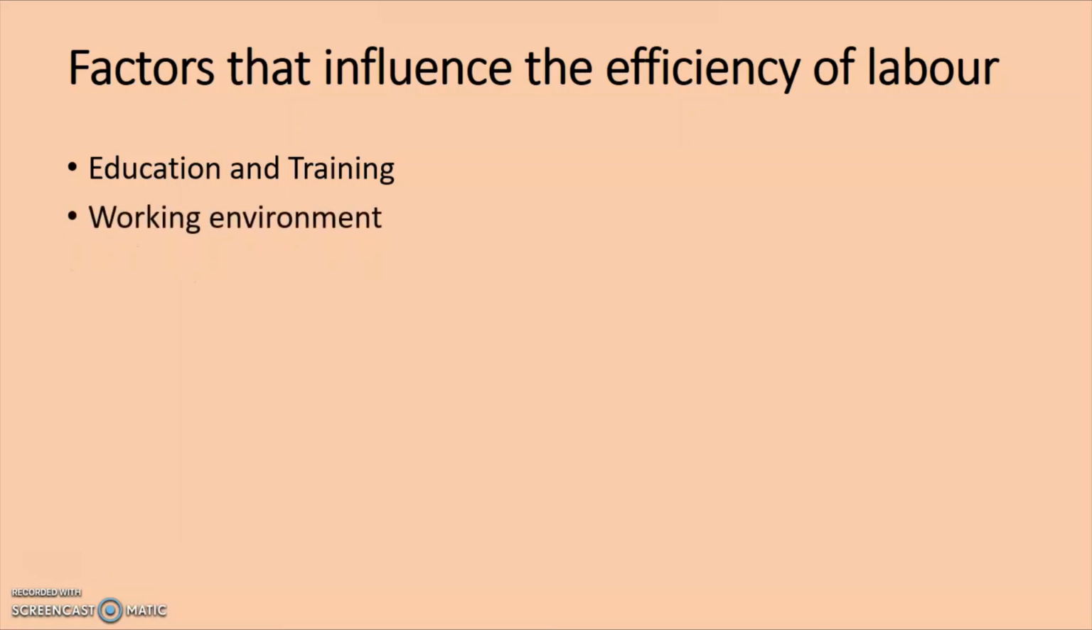Then we have working environment. Now, I realize that certain environments are not conducive enough for a labor to be efficient. An example is an environment where ventilation is very poor. It will affect the efficiency of a labor. But in an environment where we have good ventilation, then it means that the labor will be very efficient to produce goods and services.